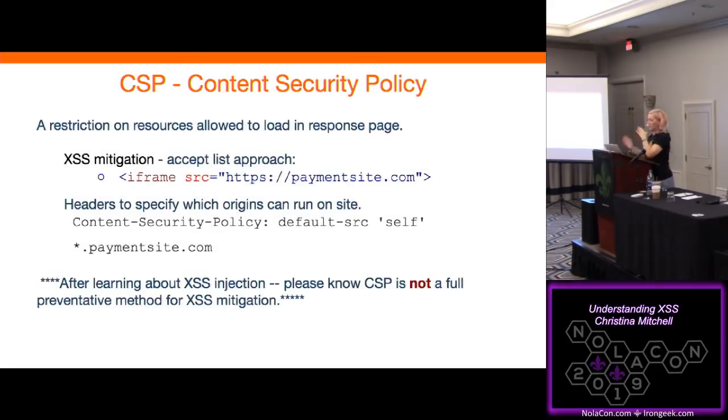Okay. So I talked about headers, and sometimes you can use some headers to help you out with our cross-site scripting. So we have CSP, Content Security Policy. It's a restriction intended for XSS mitigation. It uses that accept list approach we discussed earlier, a list of values that are positive to use. Its intention is to narrow down which domains can run code on your site. So above is an example of a header allowing payment.site.com to run.